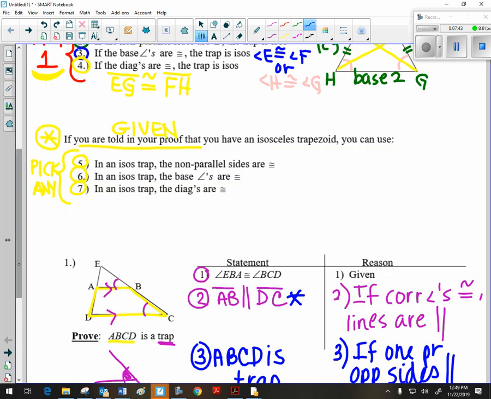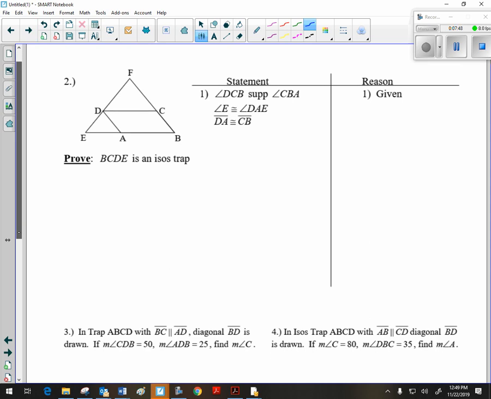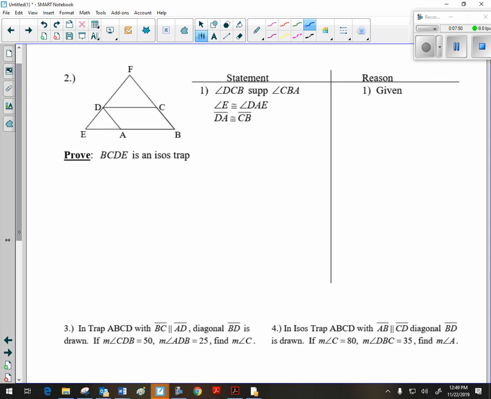As I continue on to the next proof, it says we're supposed to make this an isosceles trapezoid. I'm going to give you a little reminder that it can't be isosceles until, in step one, it's just a plain trapezoid. So it has to be a trapezoid before you can make it an isosceles one. I'm going to look at the information they're giving me here. And one of the things they're giving me is that angle DCB is a supplement to angle CBA.